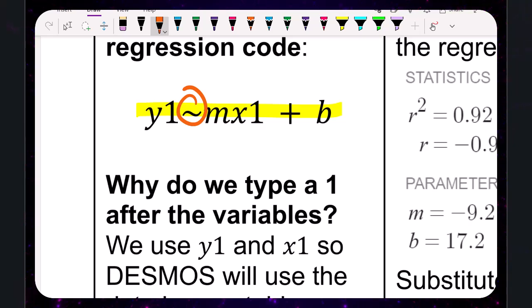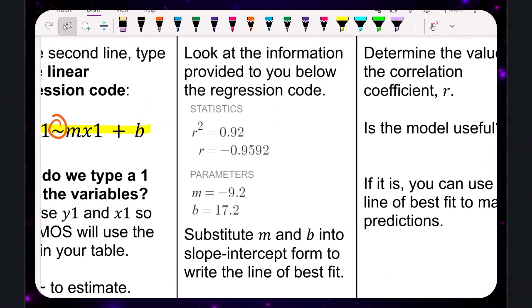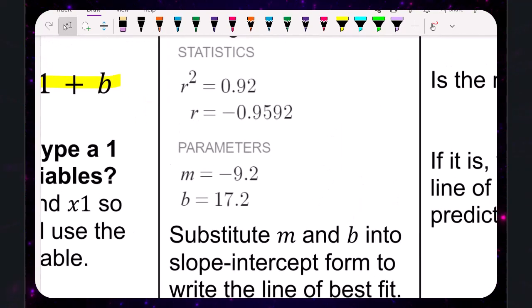It tells the computer to estimate. So if you try to type in this code using an equal sign, it's going to give you an error. Once you do that, it's going to pop up something that looks similar to this. It's going to give you statistics. It's going to give you R squared. We don't care about that. We study that in senior statistics.